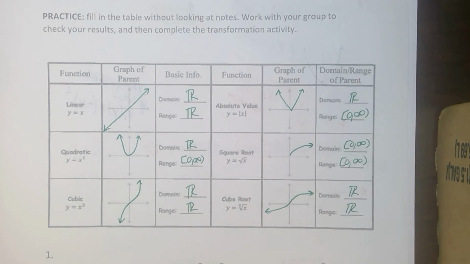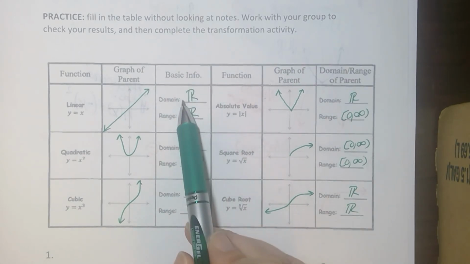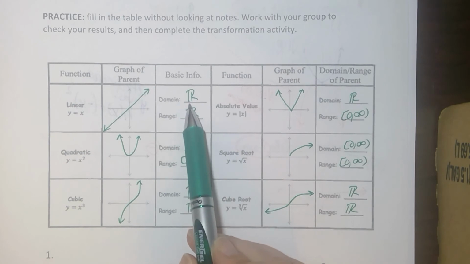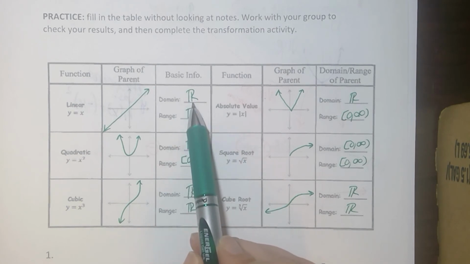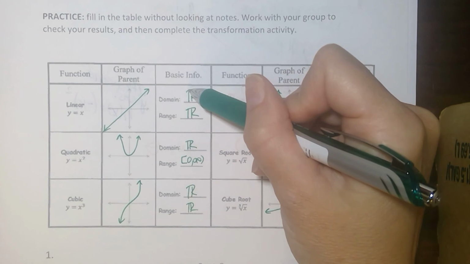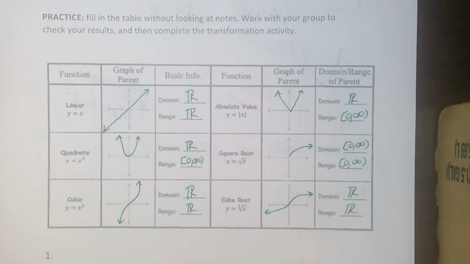Here's my chart with all the parent functions drawn in and the basic information for domain and range for those parent functions. Instead of writing out negative infinity to positive infinity, I chose to use the all real numbers symbol. You don't see that in my math lab. That's fine. This is a recognized mathematical symbol. It's basically just an R with an extra down mark, an extra vertical line. That means all real numbers.